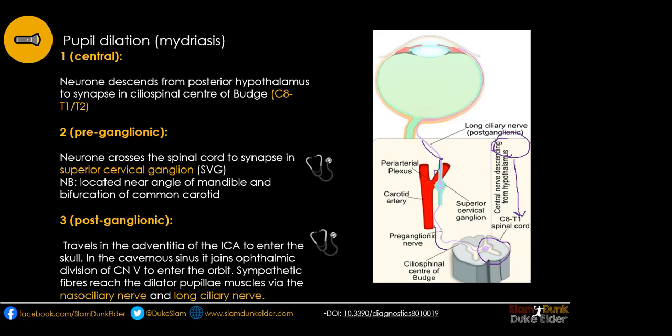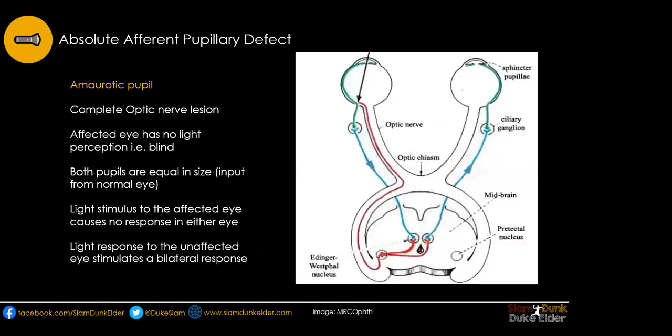So you've got three neurons: central, preganglionic, postganglionic. And I've put two little stethoscopes here because we'll discuss the clinical implications of why the location of these neurons is so important a little bit later. Okay. So we'll move on to pupillary defects now.